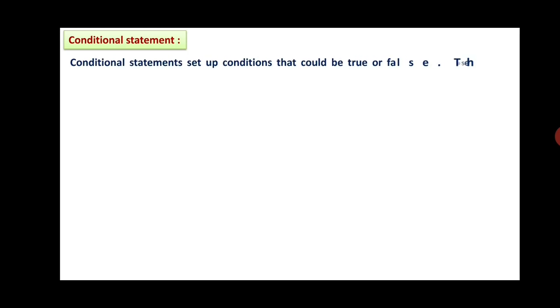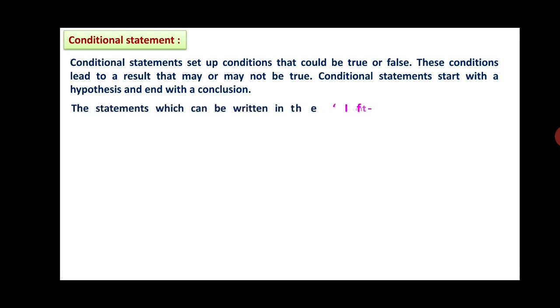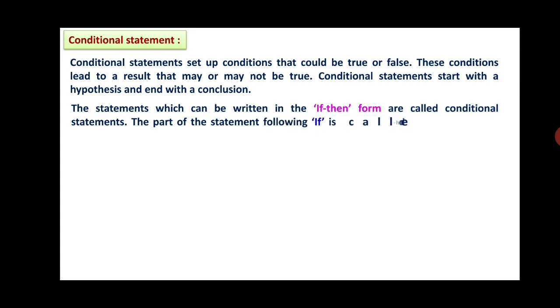Conditional statements set up conditions that could be true or false. These conditions lead to a result that may or may not be true. Conditional statements start with a hypothesis and end with a conclusion. So, the statements which can be written in the if-then form are called conditional statements. The part of the statement following if is called the antecedent and the part following then is called the consequent.